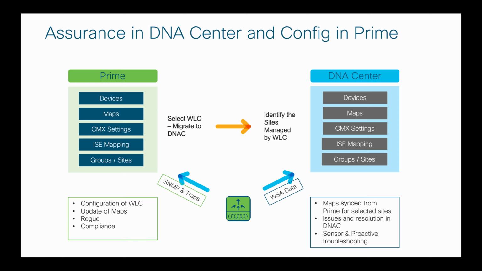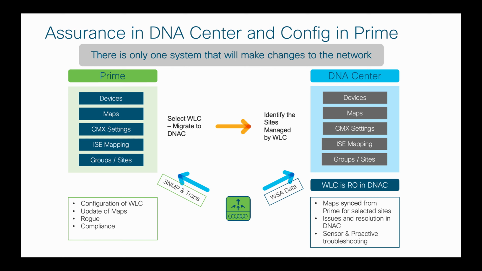What this demo is trying to show is that only one system, Prime or DNA Center, should be making changes in the network. And in this slide, we're showing one of the migration scenarios, which is one of the most common for our customers, which is having assurance in DNA Center and configuration in Prime. In that case, the devices and the hierarchy are read only from a DNA Center perspective. The updates are being done via Prime Infrastructure, but we still get the benefits of visualization and assurance, proactive troubleshooting and sensors, all the very sophisticated capabilities that we have in DNA Center. And with that, this concludes our demo.